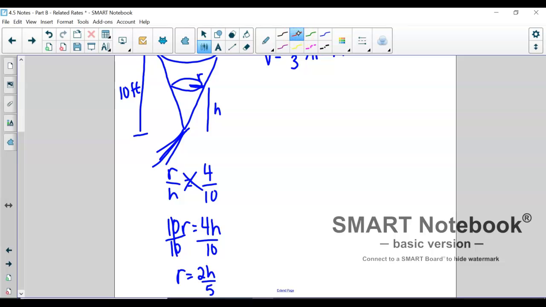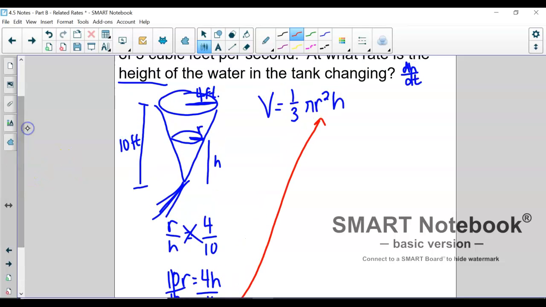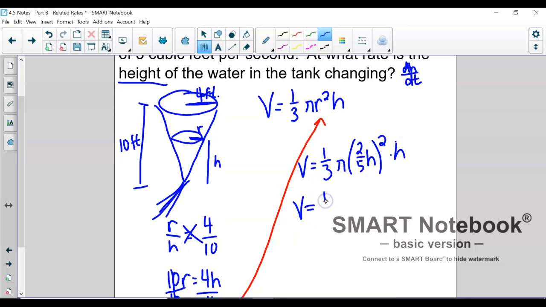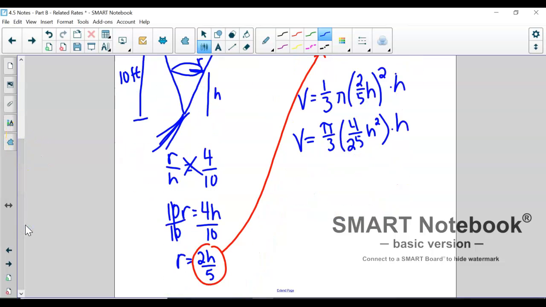I can take this and plug it into my equation up here. When I do that, my volume formula is now 1/3 pi times 2/5 h, squared, times h. The good thing about this now is everything's in terms of h. So V equals, I'm going to write that as pi over 3 times 4 over 25 h squared times h. We can put that together: we get 4 pi over 75, and then h squared times h gives us h to the 3rd power.